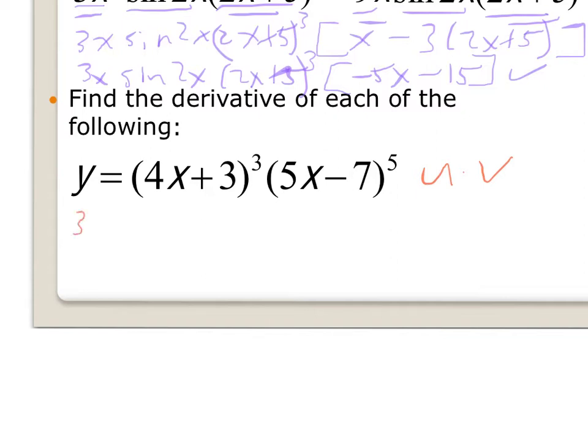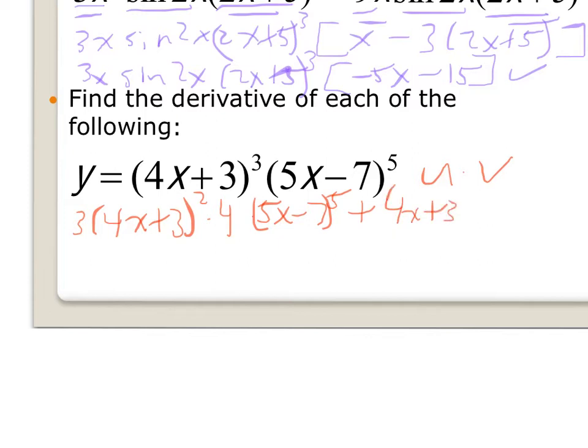So the derivative first is 3 times 4x plus 3 to the second power times the derivative of that inside function, 4. Then I leave the second function alone, 5x minus 7 to the fifth power, plus now I leave the first one alone, 4x plus 3 to the third power, times the derivative of the second function, which is 5 times 5x minus 7 to the fourth power, times the derivative of that inside, which was another 5.